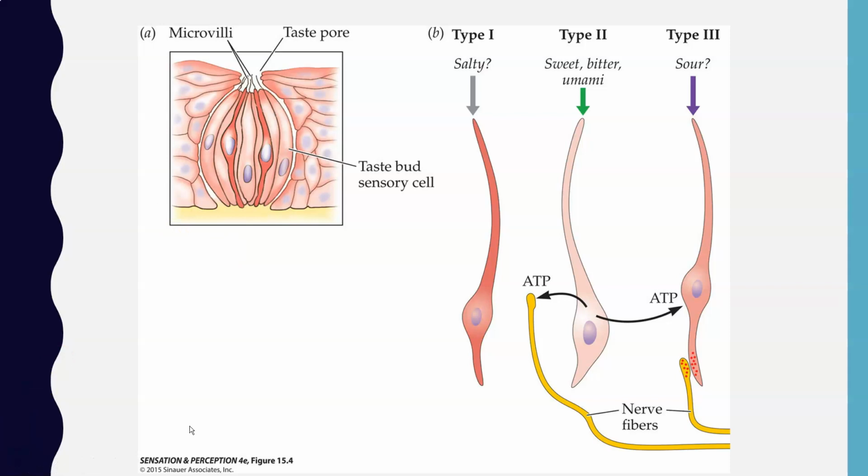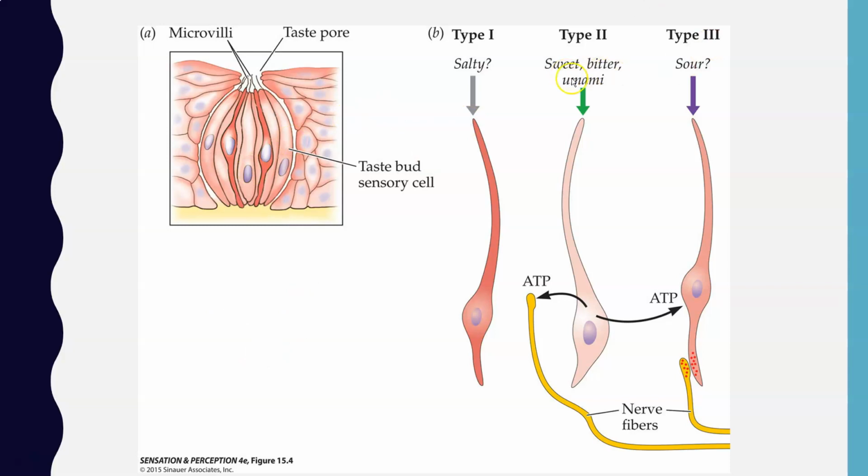So type 1 is often described as having a bit of a housekeeping cell. It excretes potassium through the taste pore, and this basically keeps the resting membrane potential of the other cells in that taste pore stable. Type 2 are true receptor cells.